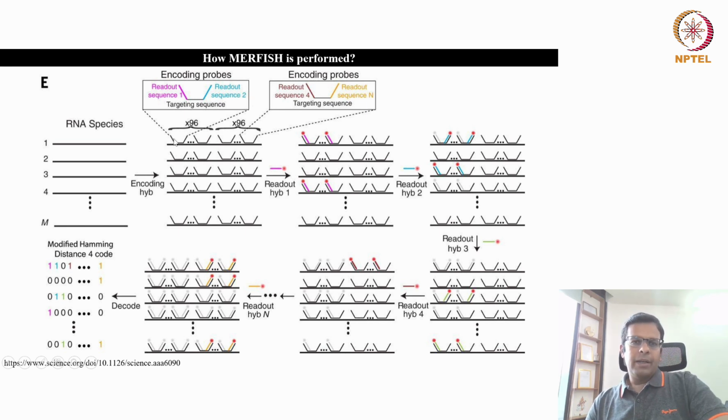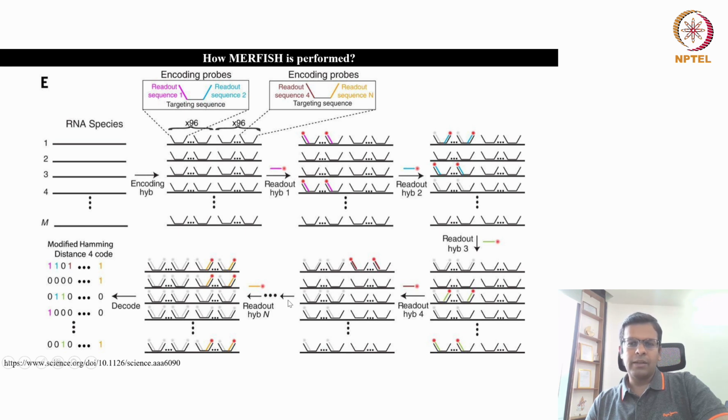Let's say you consider this first mRNA. This probe will bind to this pink color dye in the first round, then it will hybridize to this blue color dye in the second round, then it will not hybridize to this green color dye because it doesn't have the readout sequences for this green color dye. Then it will bind to this fourth dye.